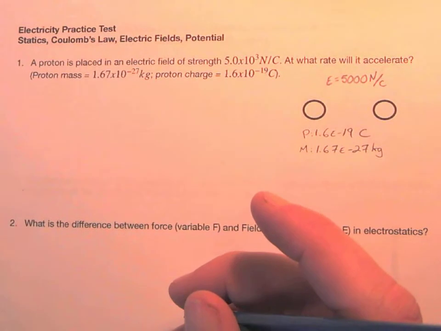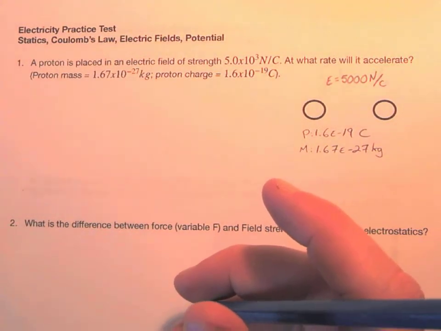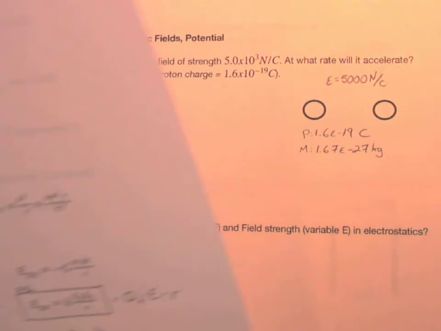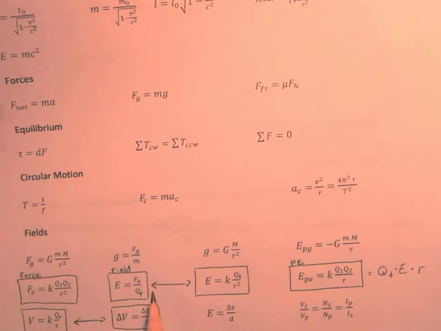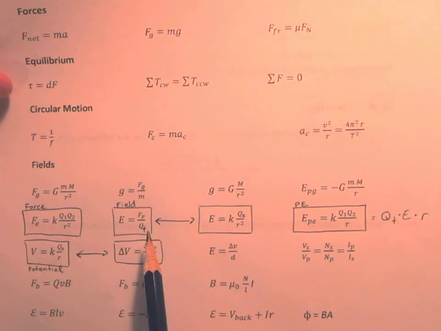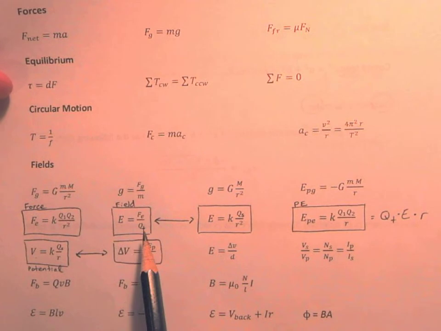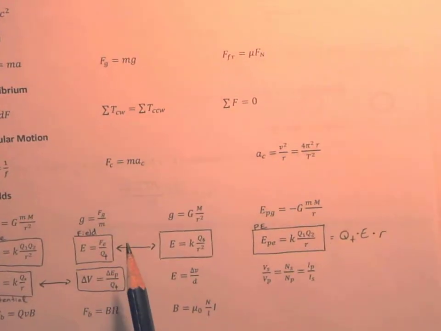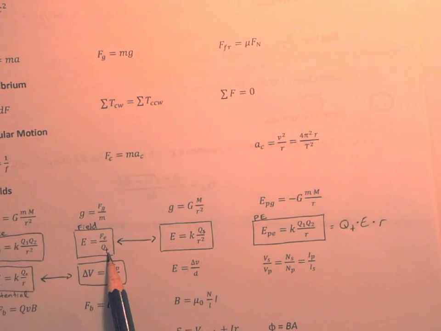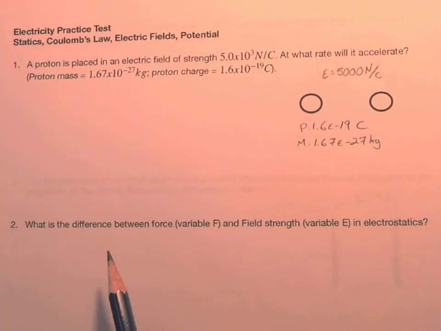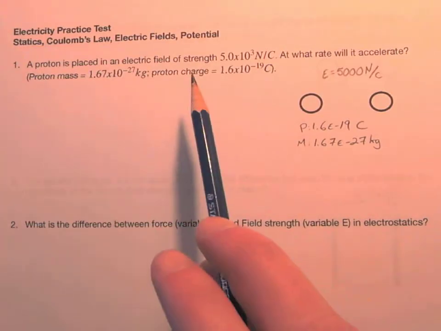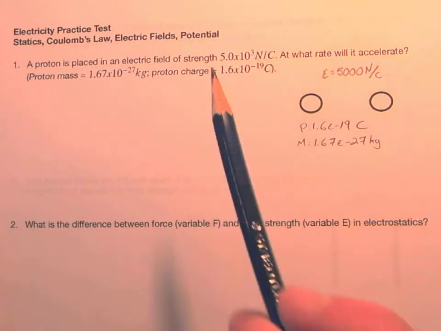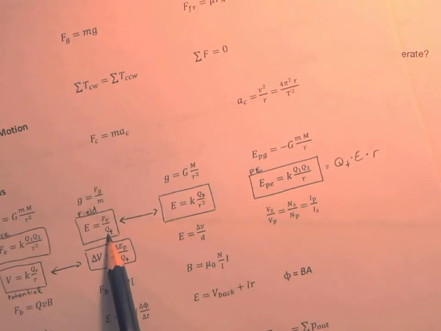So when I see an electric field value, I know I'm going to have to use that, so I go back to my formula sheet. I see this one here. Do they give us a force? Not really. Do they give us a test charge amount? Yeah, the proton charge here. So they give us an E and a QT value, so we can use this formula here.